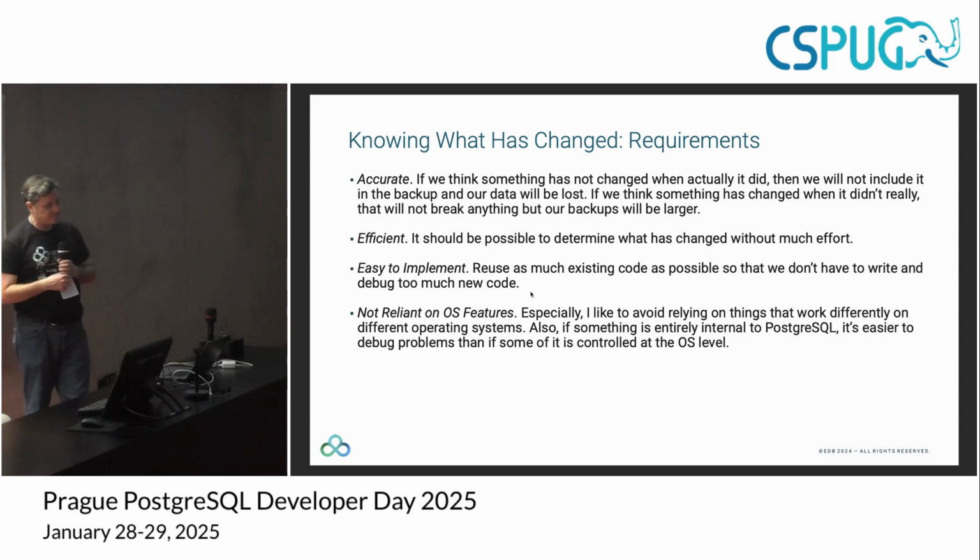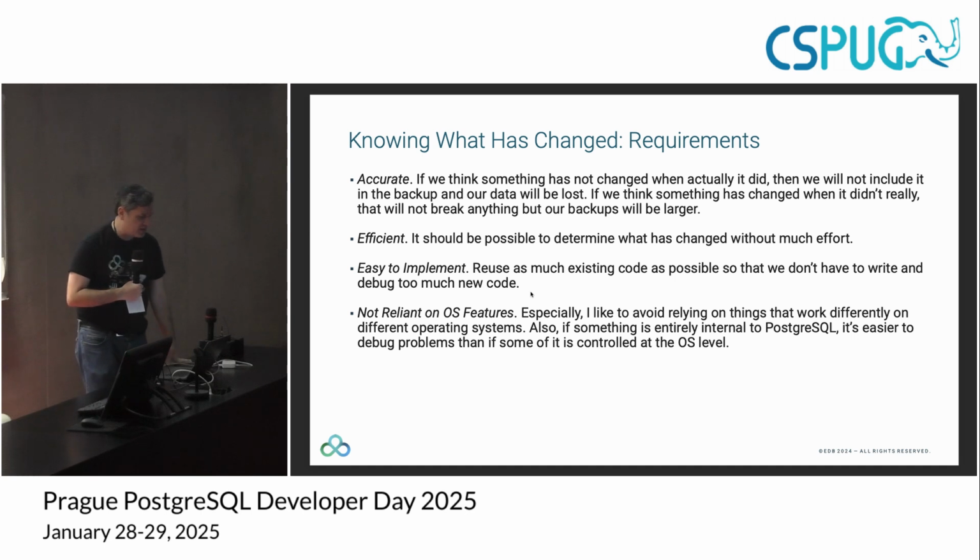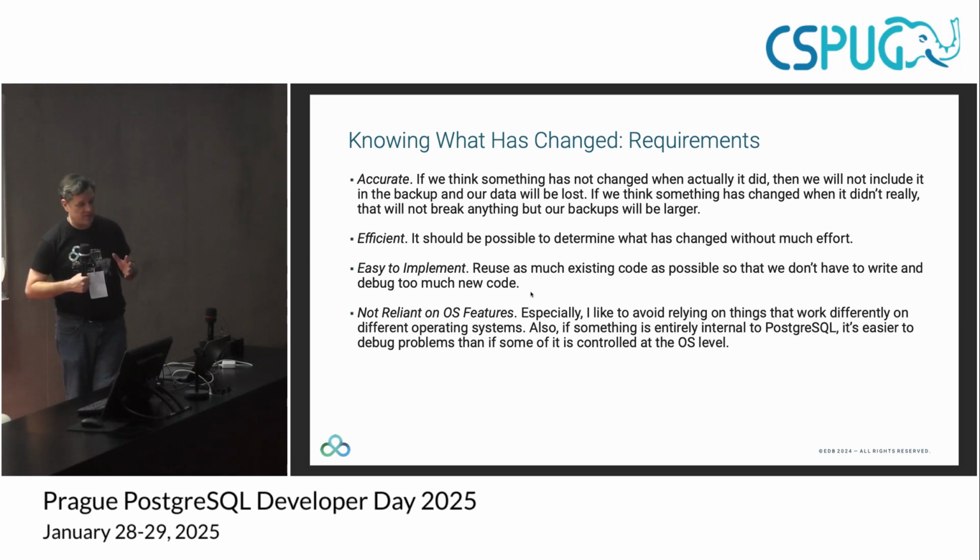And finally, I wanted something that wasn't going to rely on OS features, especially any OS features that might be different on different operating systems. File timestamps are a case like that. They don't behave on Windows the same way they behave on Linux. They may not even behave the same way on all Linux file systems. I didn't want to depend on stuff like that. I wanted to have something that was entirely internal to PostgreSQL. I thought that would make sure that it was reliable everywhere, worked the same way for everyone, and was easier for me to debug if anything goes wrong.